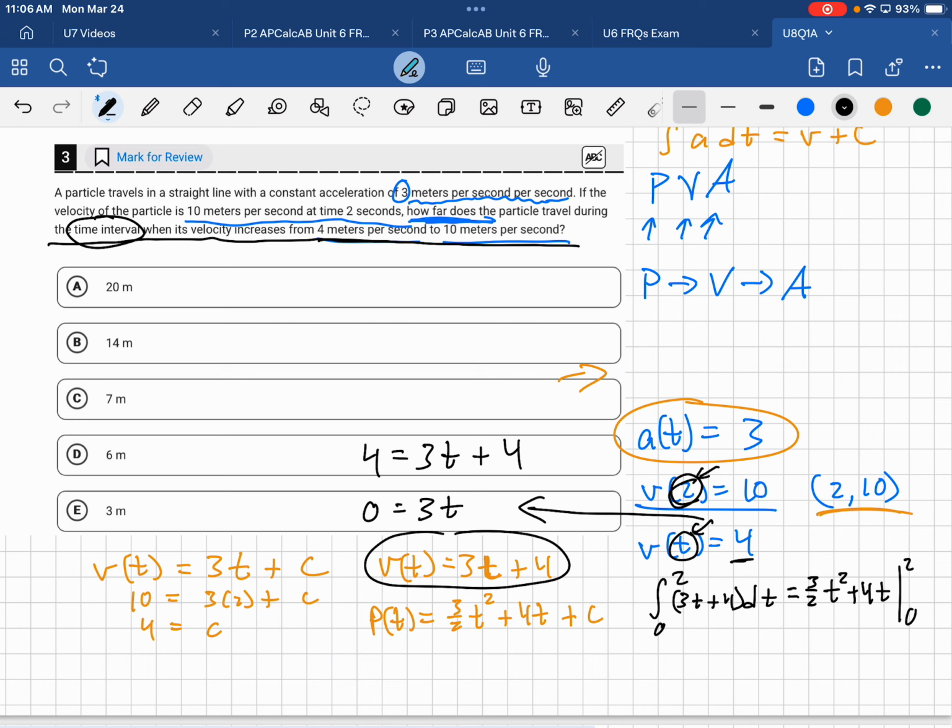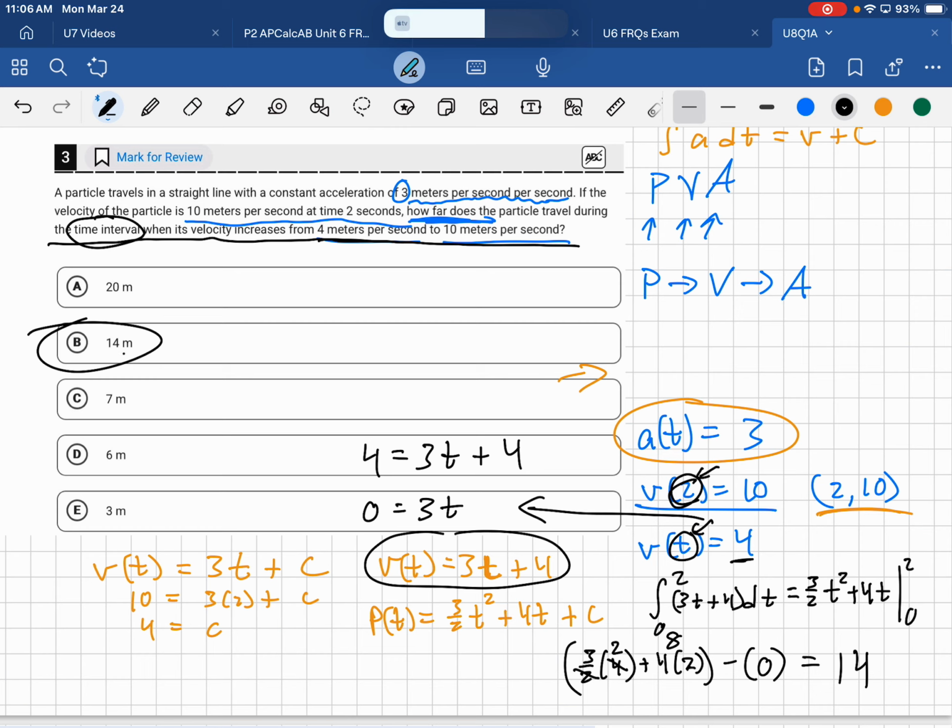When I plug in 2, that would be 3 over 2 times 4 plus 4 times 2. And you guys are not paying attention. You guys totally didn't catch that. Okay, so if I plug in 0, I get 0. So it looks like we're done. I just have to simplify this. So this 2 cancels out with that 4 to become a 2. So we have 2 times 3, which is 6. 6 plus 8, which is 14.